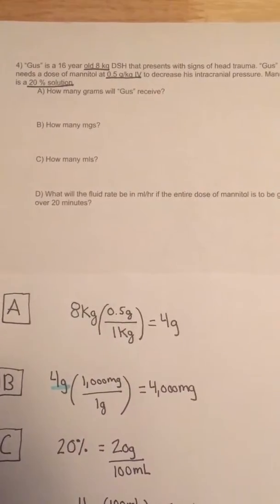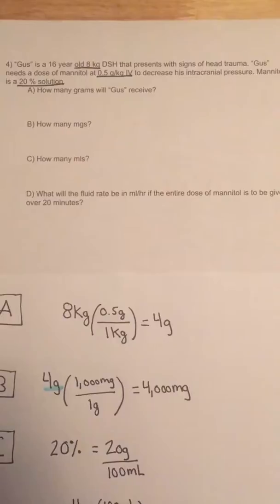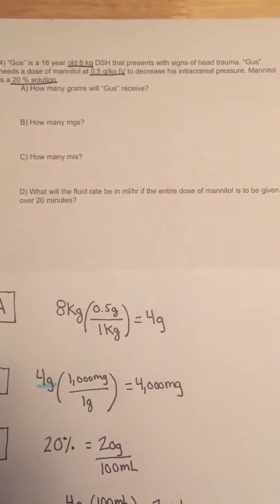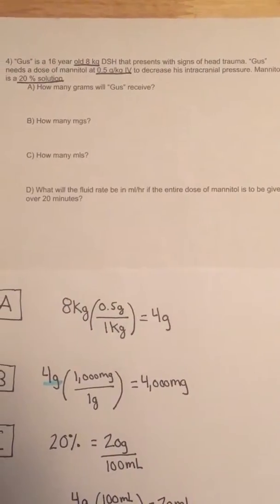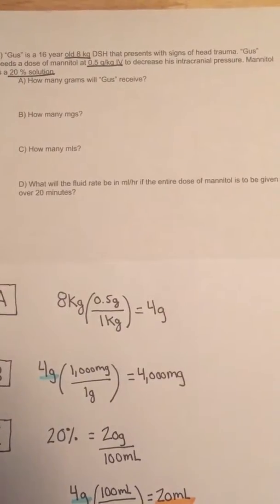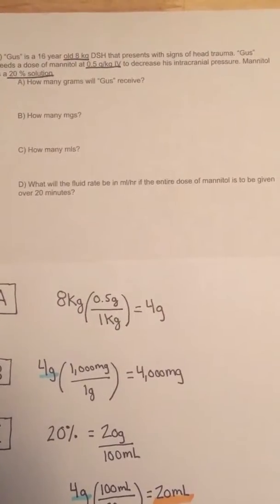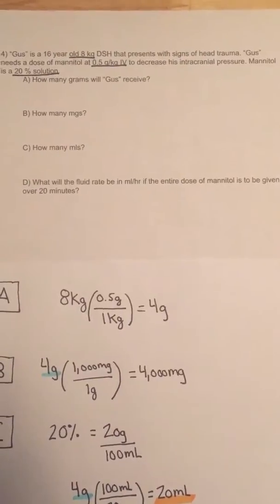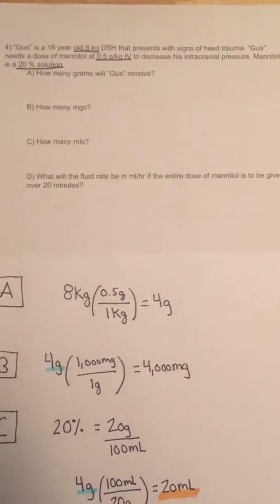Today our patient is Gus, who's a 16-year-old, 8-kilogram domestic shorthair that presents with signs of head trauma. Gus needs a dose of mannitol at 0.5 grams per kilogram IV to decrease his intracranial pressure. Mannitol is a 20% solution.